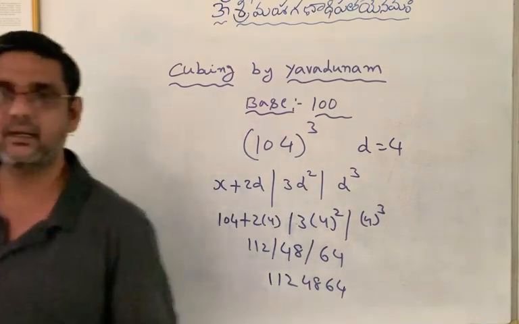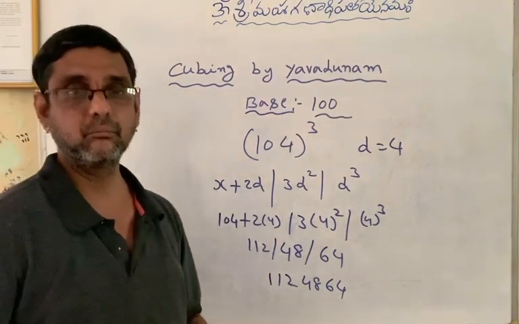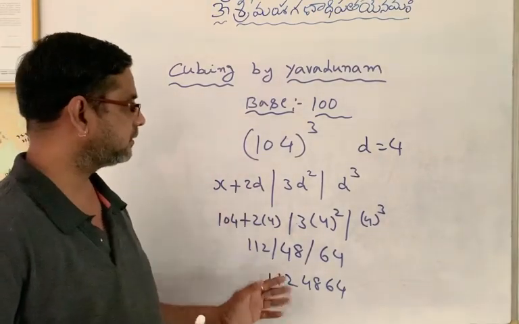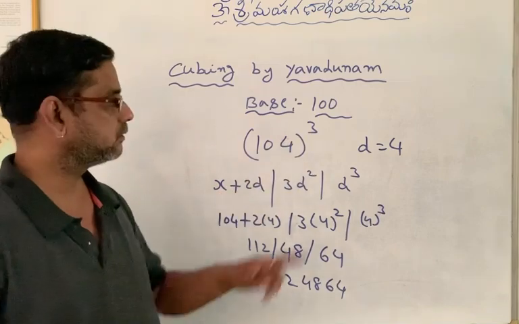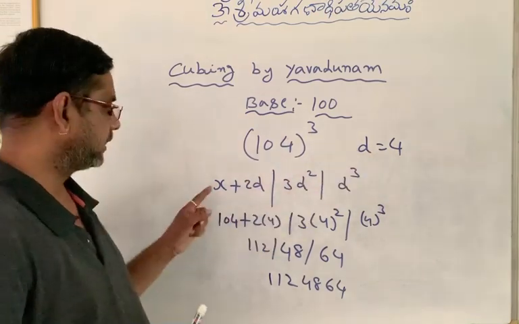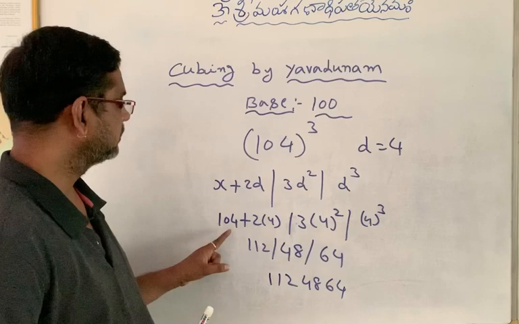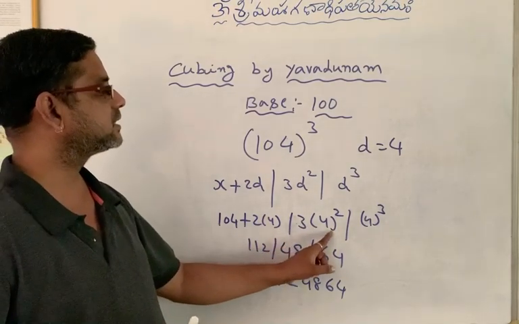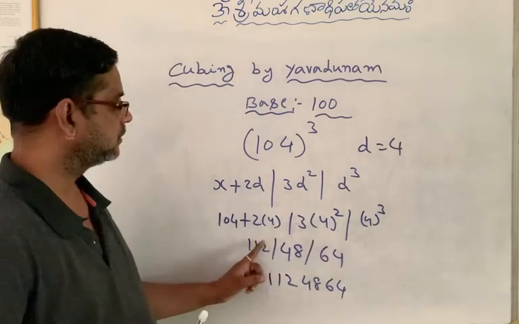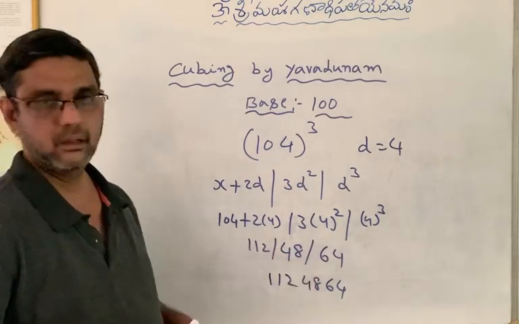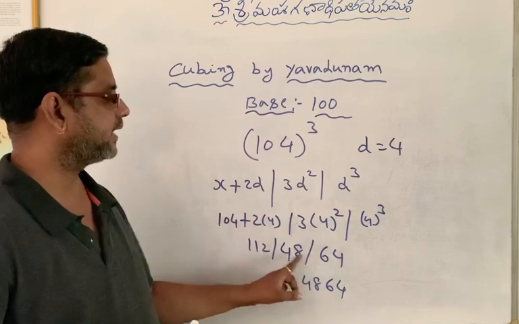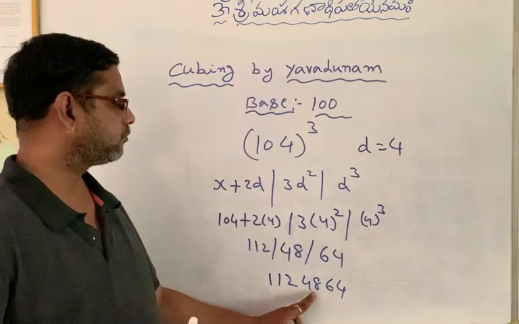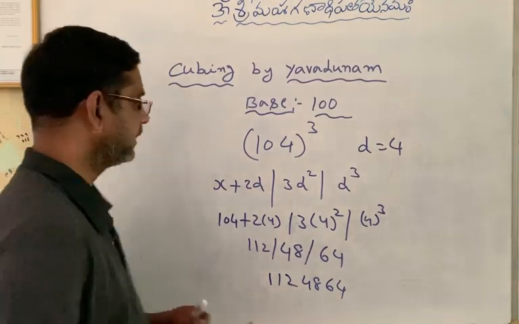Let us consider another number which is below the base. Once again, before that, see this one. 104 whole cube, deviation is 4 and this is the formula. Substitution: 104 plus 2 into deviation, 3 into deviation square, deviation cube, and simplification. Since the base is 100, no need to carry anything. So the numbers as they are, the answer is 1124864.